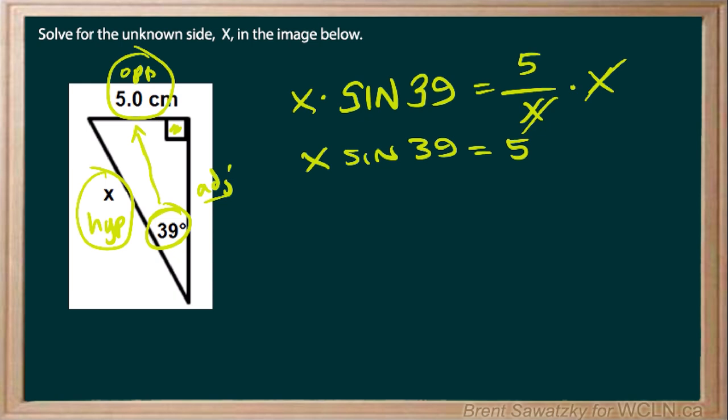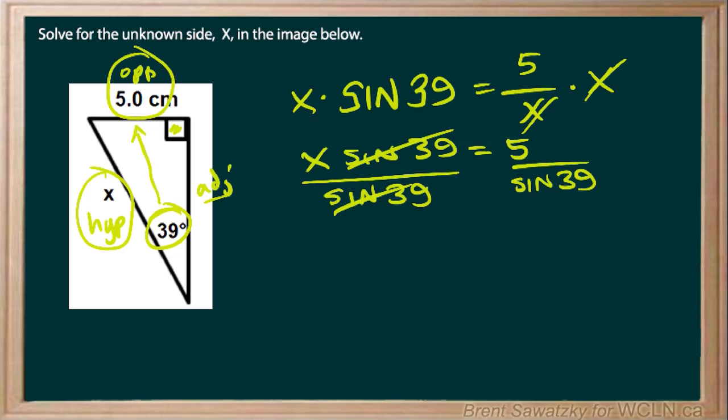So what we have is the x multiplying by sine 39, so the opposite of multiplying by sine 39 would be to divide by sine 39. And whatever we do to one side, in order to keep it equal, we have to do to the other. And that means that we can cancel those out, and our x is equal to 5 over sine 39.